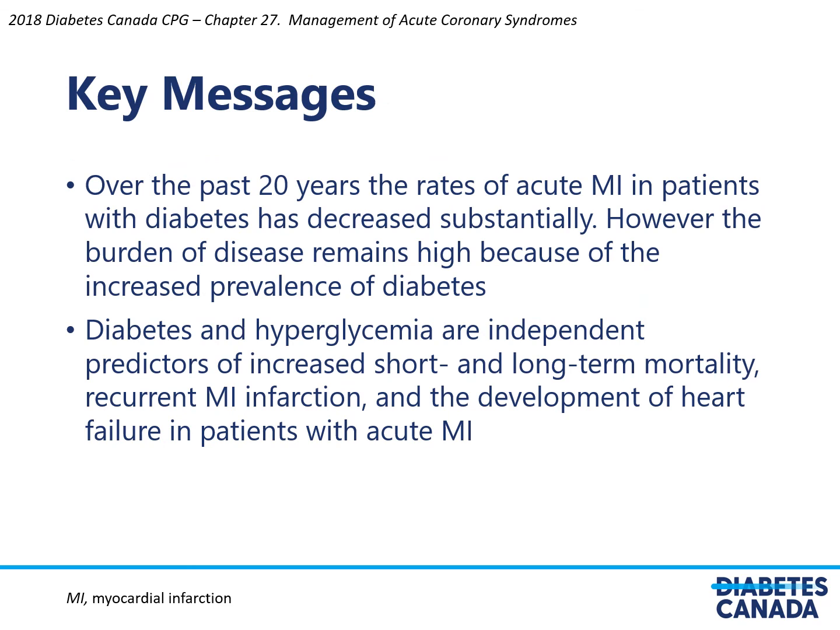So key messages from this chapter include: over the past 20 years, the rates of acute MI in people with diabetes have decreased substantially. However, the burden of disease remains high because of the increased prevalence of diabetes. Diabetes and hyperglycemia are independent predictors of increased short and long-term mortality, recurrent MI, and the development of heart failure in patients with acute MI.